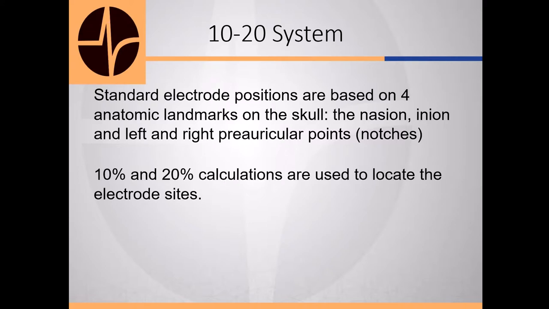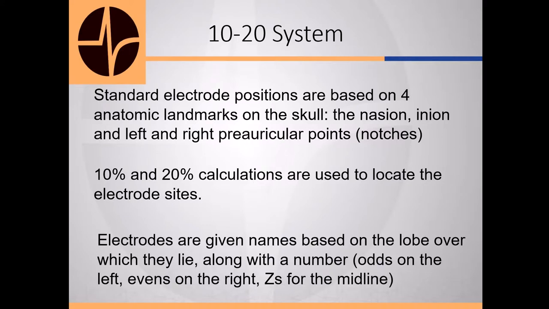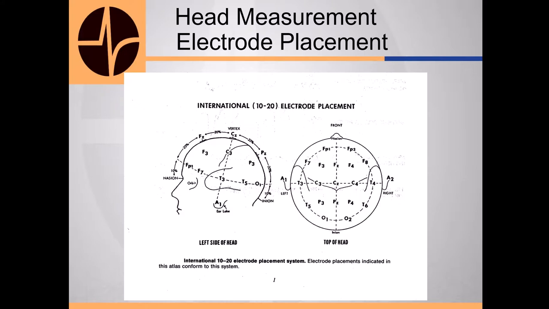You use 10 and 20% calculations for your electrodes based off of these anatomical sites. And the electrodes are given names based on the lobe over which they lie, along with a number. So odds are on the left, evens on the right, and Z's for the midline. So here's the international placement. This is the left side. Midlines are Z's, right side evens.